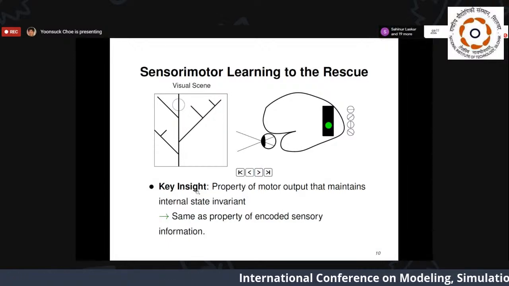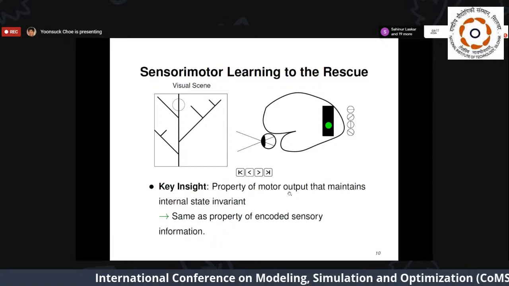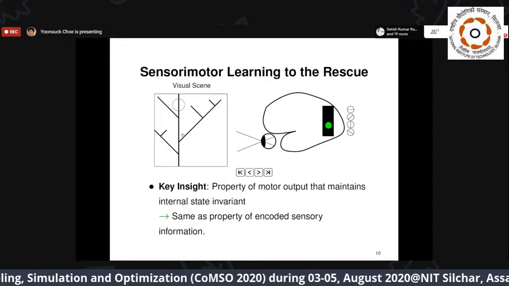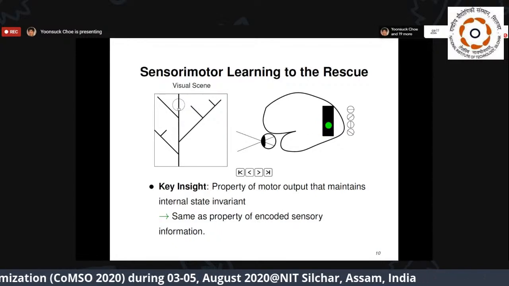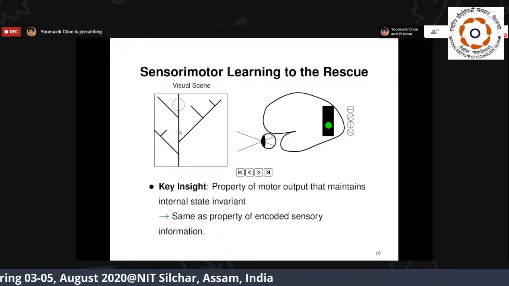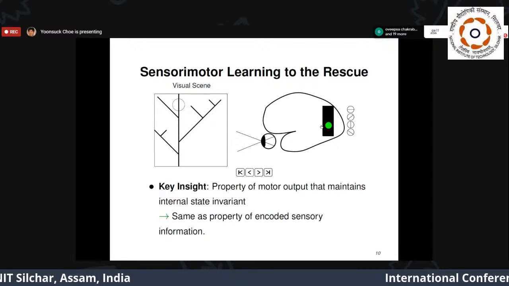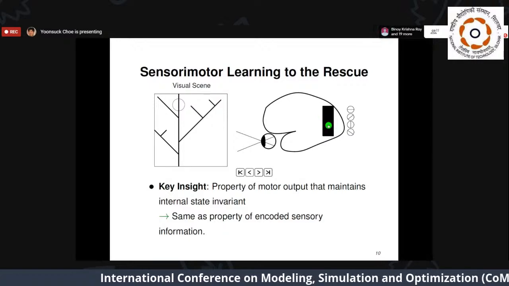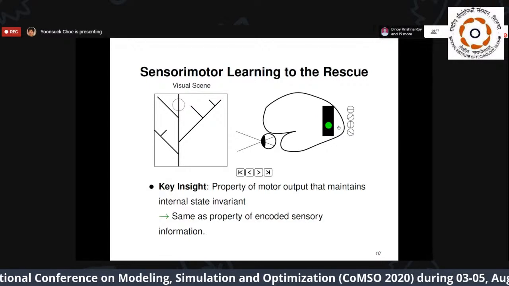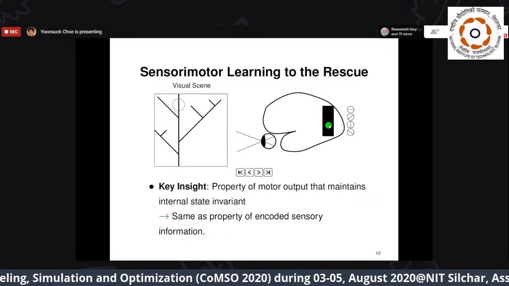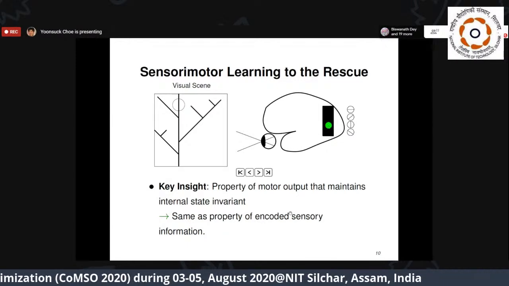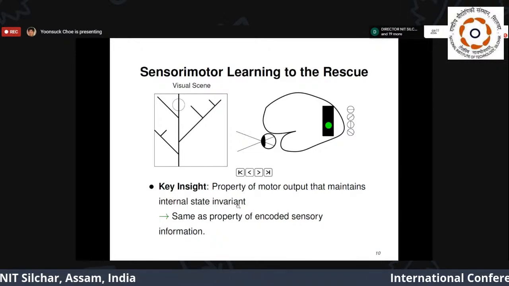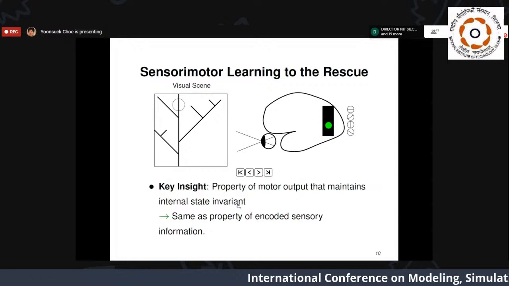The key insight here is that the property of the motor output maintains internal state invariance. So here's the property. Here is the motion. The property of this motion is vertical movement, 90 degrees. Then the property is exactly the same as the vertical perceptual property that is represented by this invariant pattern. So these two properties are the same when you achieve this internal state invariance.